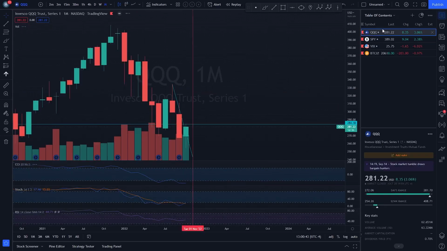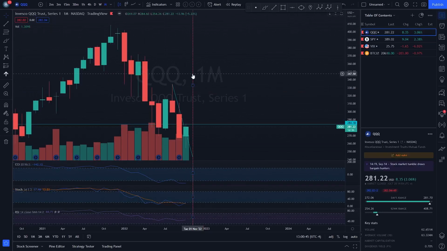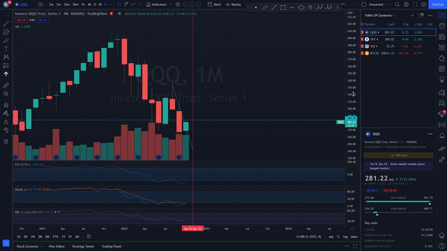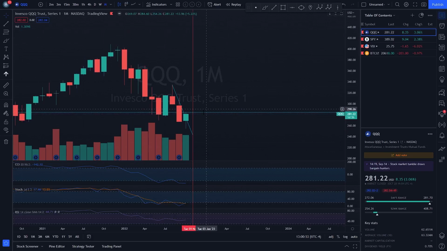All right, so starting off with QQQ, we're going to go over the monthly, then the weekly, then the daily, and trickle down these time frames. So starting off with the monthly time frame on QQQ, you have a bullish Rami candlestick setup with your stochastics crossing up right here. K is crossing up through D.